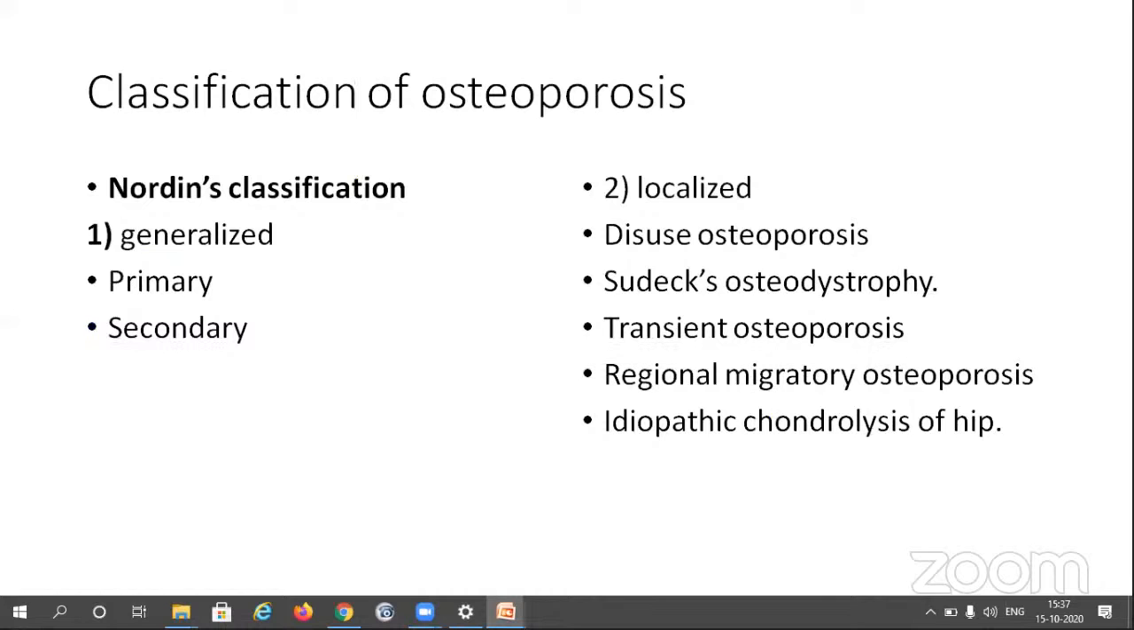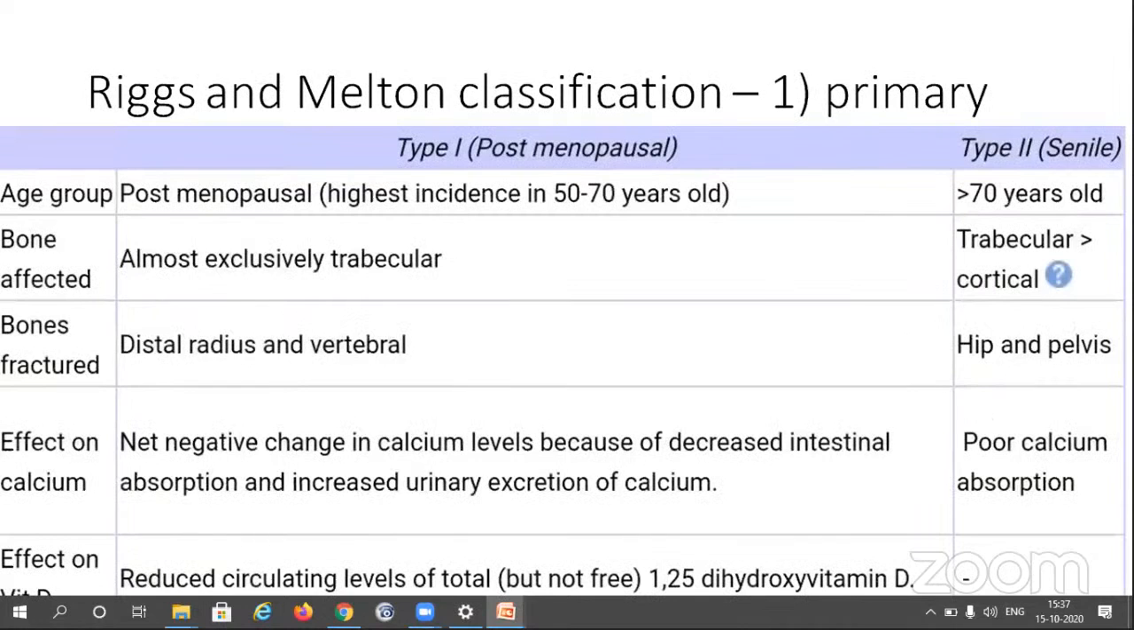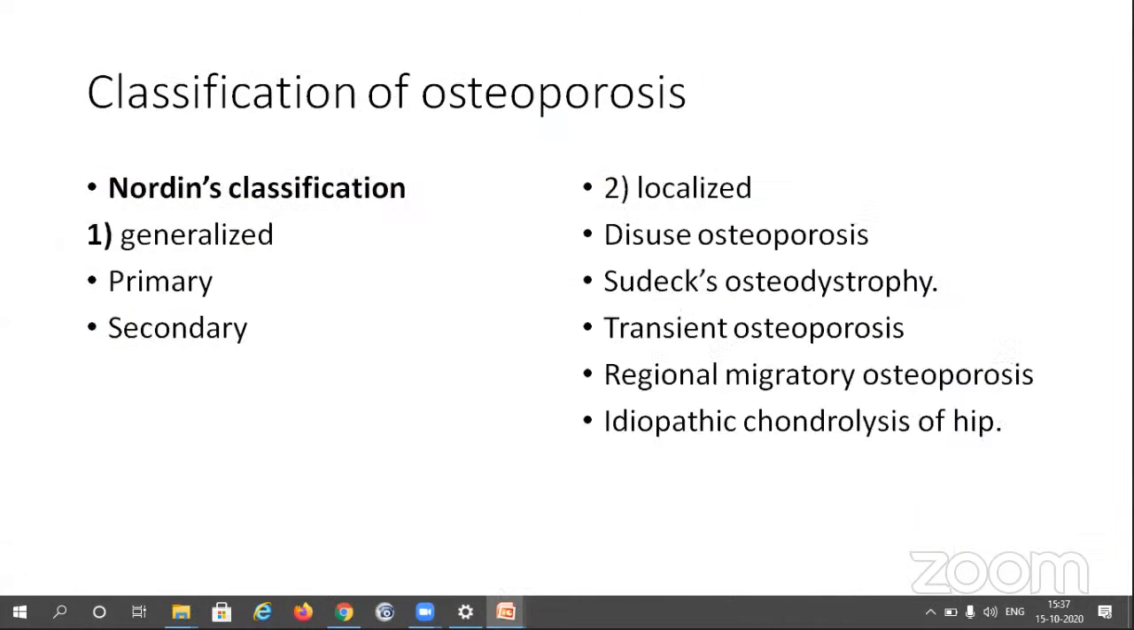Classification of osteoporosis. It's Nordin's classification and Riggs and Melton's classification. Coming to Nordin's classification, it is generalized and localized. In generalized, it is primary and secondary. When it is localized, it is diffuse osteoporosis, Sudeck's osteodystrophy, transient osteoporosis, regional migratory osteoporosis, idiopathic chondrolysis of the hip.